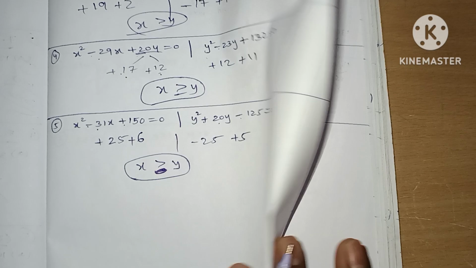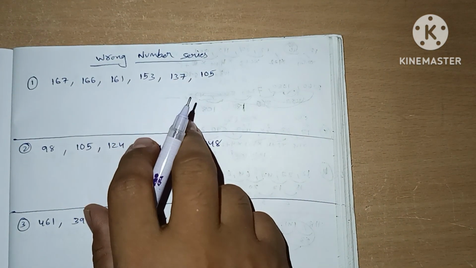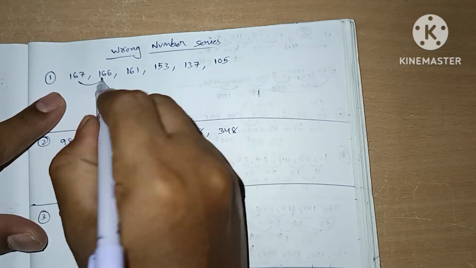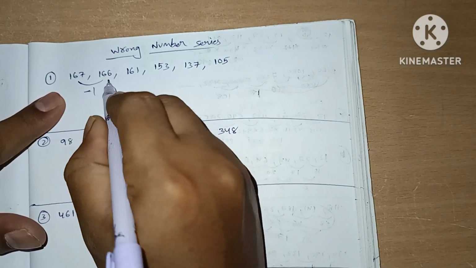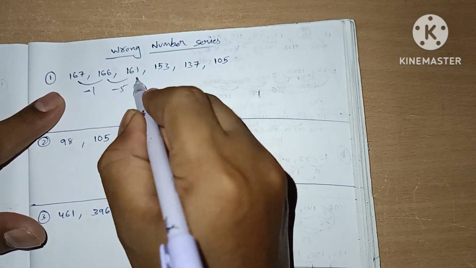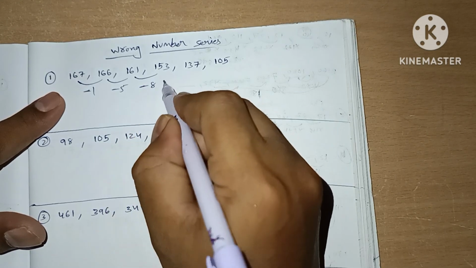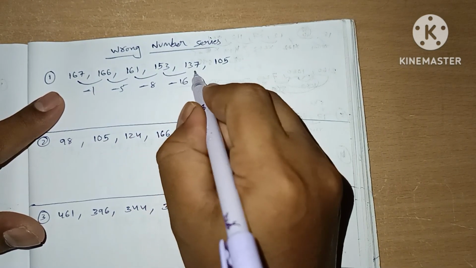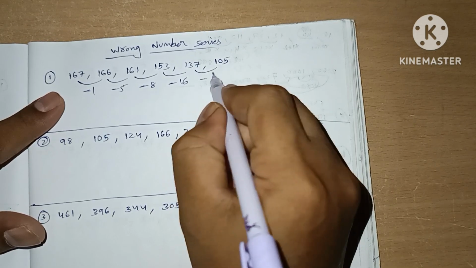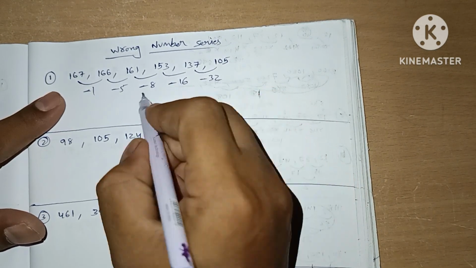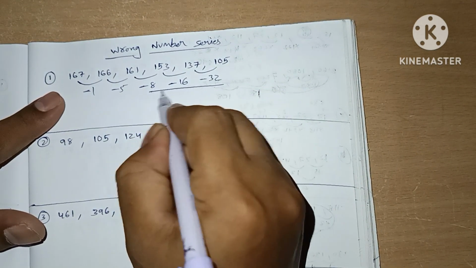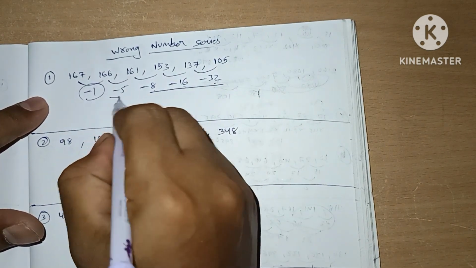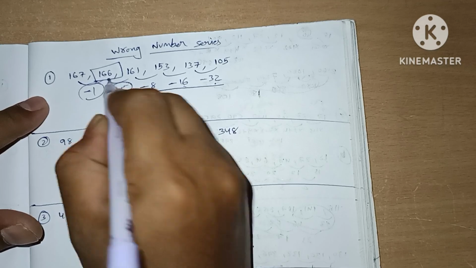Now we are going to see wrong number series. First question. Here the difference is -1. Here the difference is -5. Here the difference is -8. Here the difference is -16. Here the difference is -32. So it is clear that these are multiplied by 2 times. 8 2 times is 16. 16 2 times will be 32. So these two are wrong. So our wrong number will be this one.